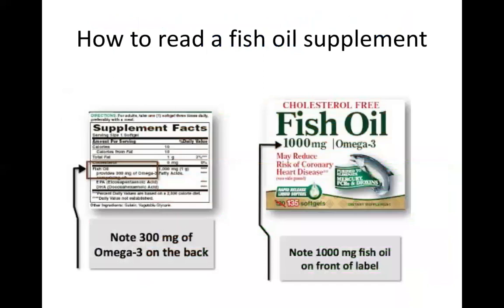Fish oil supplement. Many people may take a fish oil supplement, and so how to read them can be important to know what you're actually getting. So on the front of this fish oil, it says 1,000 milligrams omega-3. But when you actually look at the back, it says that it only gives you 300 milligrams of EPA and DHA. So the other omega-3s in this particular product must be different ones. So although it has fish oil, it does not necessarily have 1,000 milligrams of just omega-3. It has only 300. So read the labels carefully.